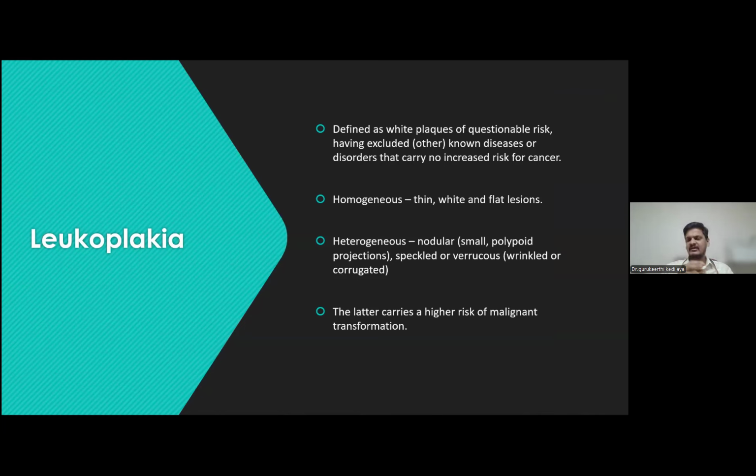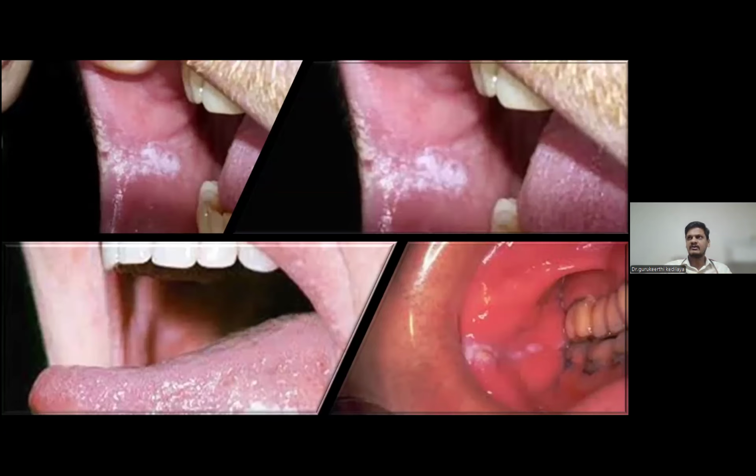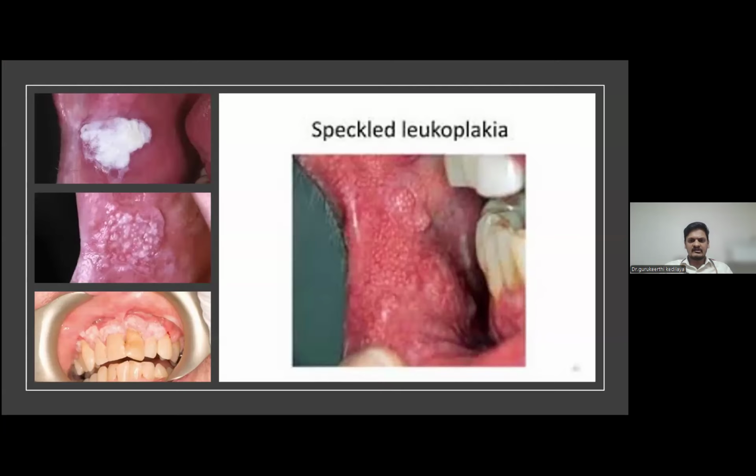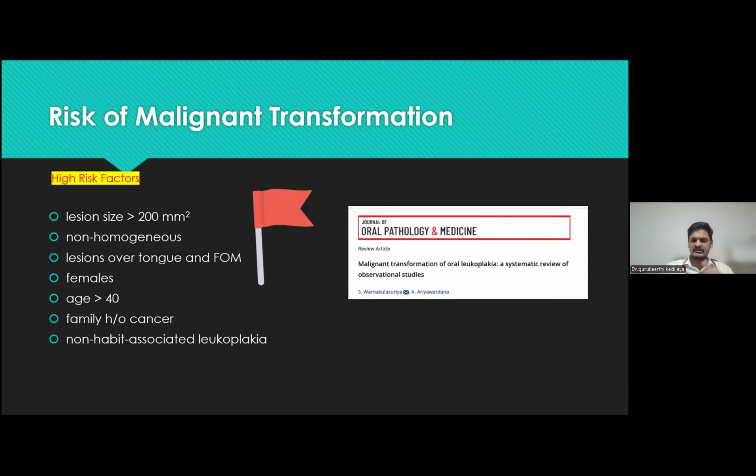Homogeneous, as we know, is thin, white, flat lesions, whereas heterogeneous has a speckled or wrinkled appearance. There can be small polypoid projections in between, which is characteristic of the heterogeneous type of leukoplakia. And as we know, heterogeneous leukoplakia has higher chances of progressing into a malignancy. These are a few examples of homogeneous leukoplakia as we see in the figure. This is how it looks. And these are pictures of heterogeneous leukoplakia, where we can see a speckled leukoplakia and also nodular types of leukoplakia, which give us a hint that it has higher chances of progressing into a malignancy in future.